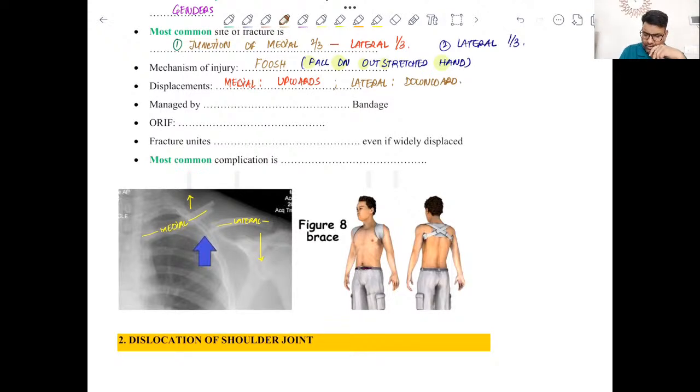Now management is pretty simple. All you need to give is figure of 8, as you can see in the figure. So it is managed conservatively by figure of 8, right? So this is figure of 8 bandage, and very rarely if we feel that there are few complications, then we can go for ORIF. So in cases of complications, like if we feel that there are chances of injury to the nearby neurovascular structures, right? So rarely we go for ORIF. So this we do rarely.